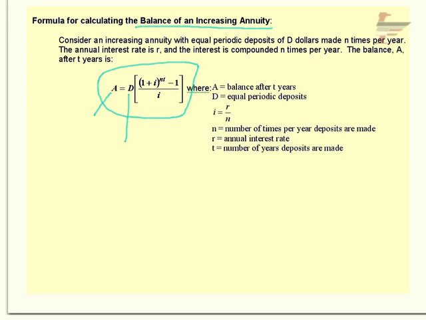D is going to be the deposit that you're making. What's the deposit you're making over and over again? Equal periodic deposits, it says. That's going to be the amount being deposited. We see I again. This time I, instead of being rate divided by 12, it's going to be your rate over N, where N represents the number of times per year deposits are made. Maybe you're making monthly deposits or quarterly deposits, so you'll have to look at the example for that. And then we've got our annual interest rate again, and number of years deposits are made. So you'll see a video for how to find the balance of an annuity, and that's the formula that will be used.